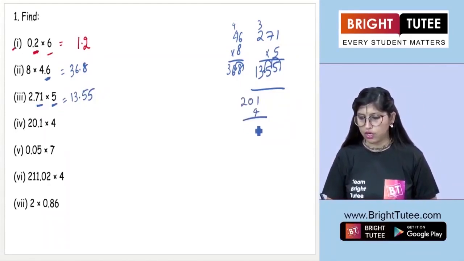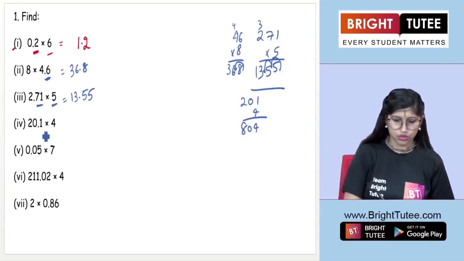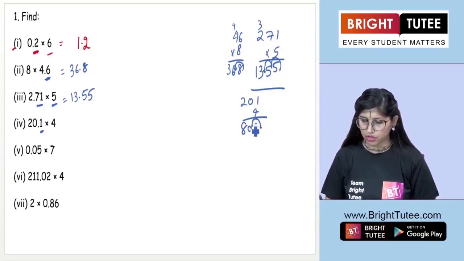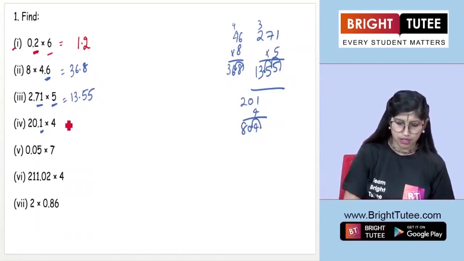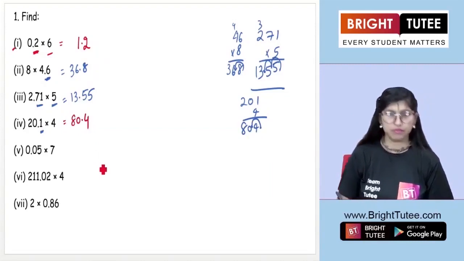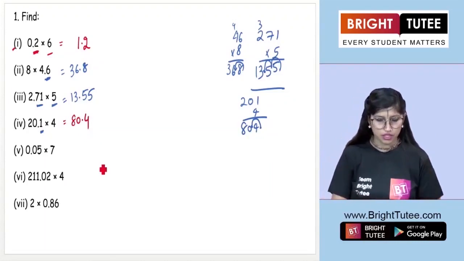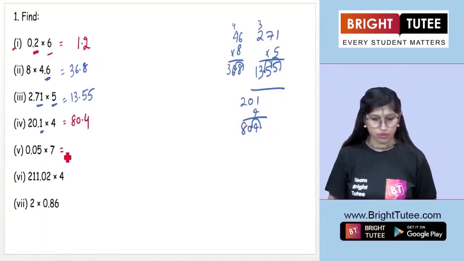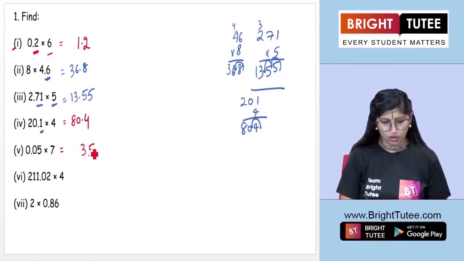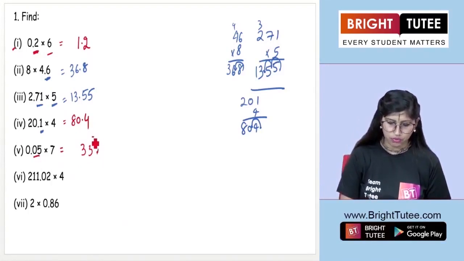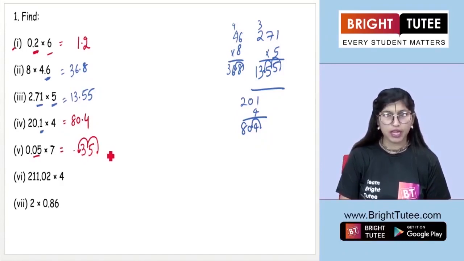Moving on to the fourth part now. 201 times 4, which is 804. But we'll be shifting only one place to the left. So we are shifting this decimal point one place to the left. That means we'll be getting 80.4. I hope you are understanding all these questions and you are trying it yourself as well. Moving on to the next one. 7 into 5, which is 35. Now we have two digits after the decimal point. So we will be moving two places to the left. So what we get actually is 0.35.